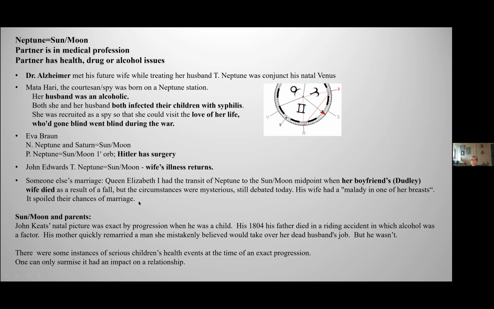And here's an example of somebody else's, we talked about this. Queen Elizabeth I had this boyfriend, Robert Dudley. When she had the transit to the Sun Moon midpoint, her boyfriend's wife died. She died of a fall, but the circumstances were mysterious because his wife also had a malady. She was said to have breast cancer. So the circumstances about her death were muddied.